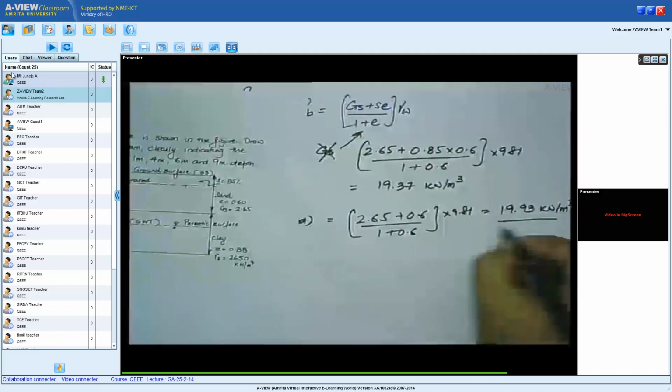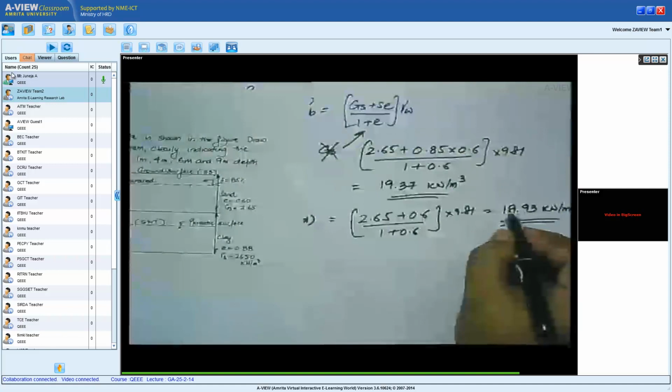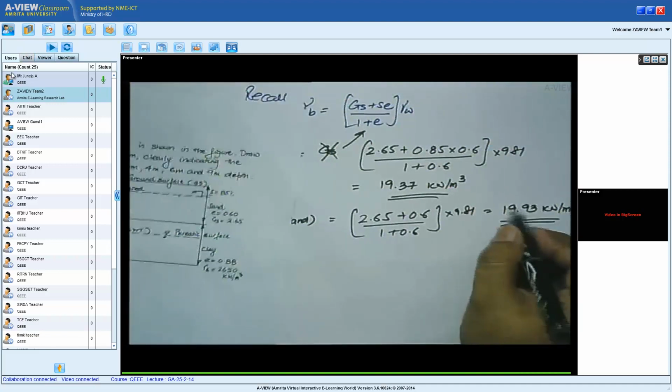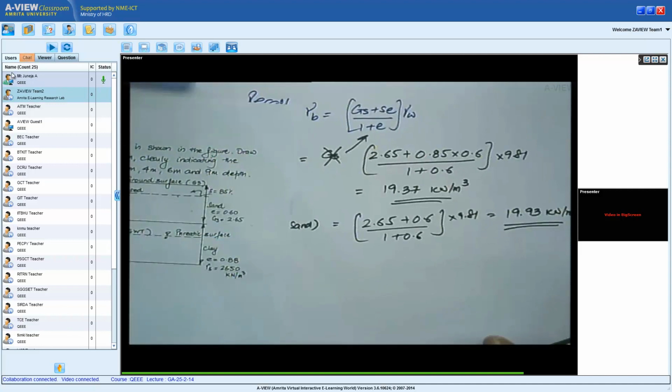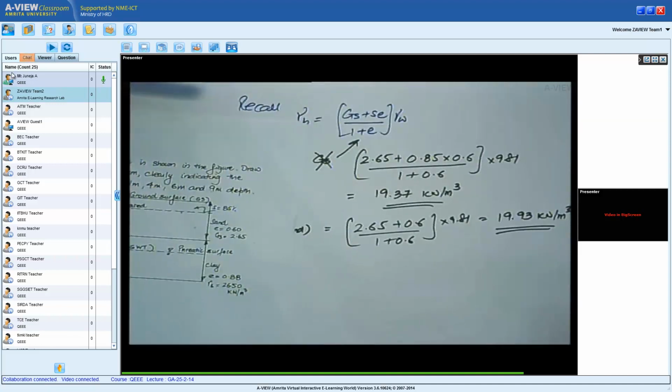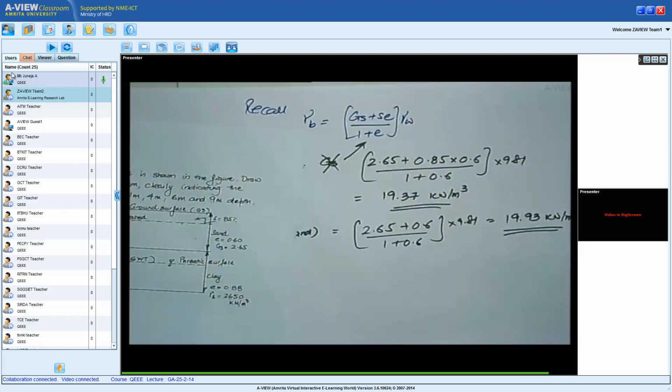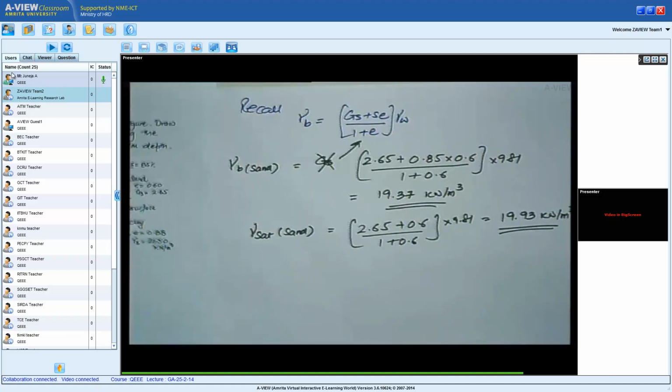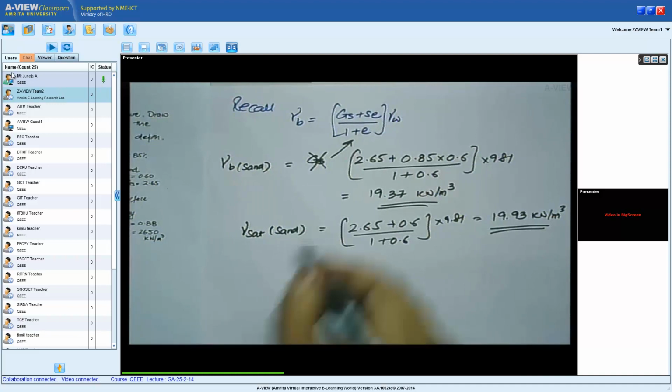If you look at these two numbers carefully, gamma bulk and gamma saturated, the unit weights are quite close. Quite often you see this in natural soil, the bulk unit weight and the saturated unit weight are quite similar. Okay? So what about the clay?